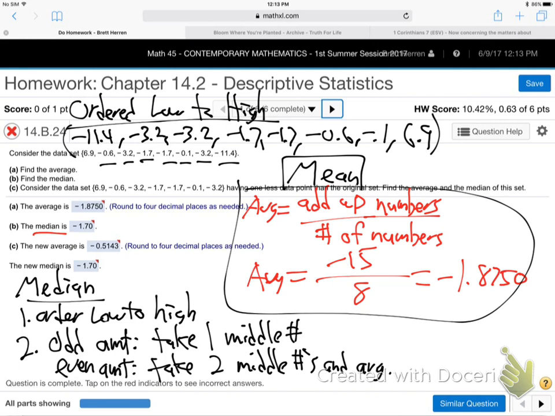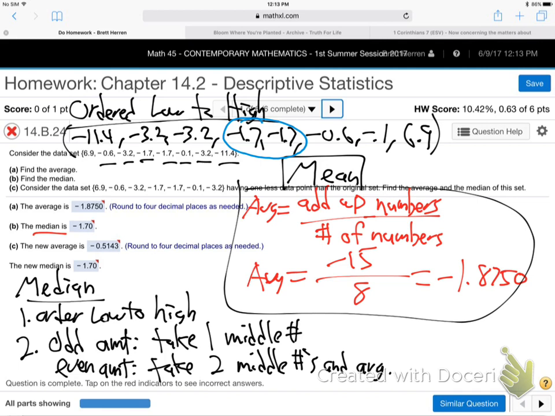So which 2 are in the middle? Yeah, can you see it's these 2 right here? Because the 2 negative 1.7s, there's 3 above and 3 below, so that's the middle. There's 3 numbers above them, 3 numbers below them. So they are together in the middle, right?